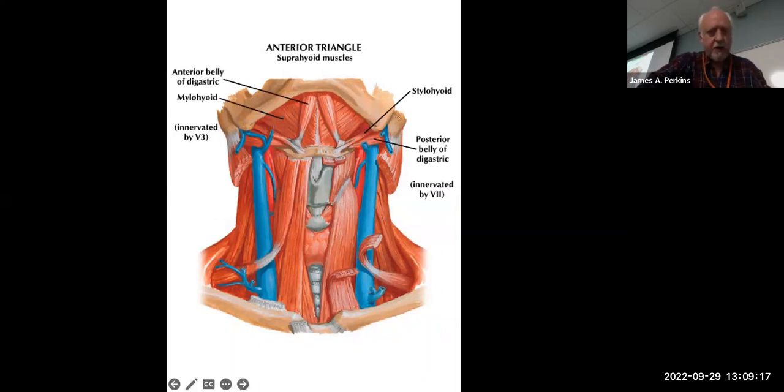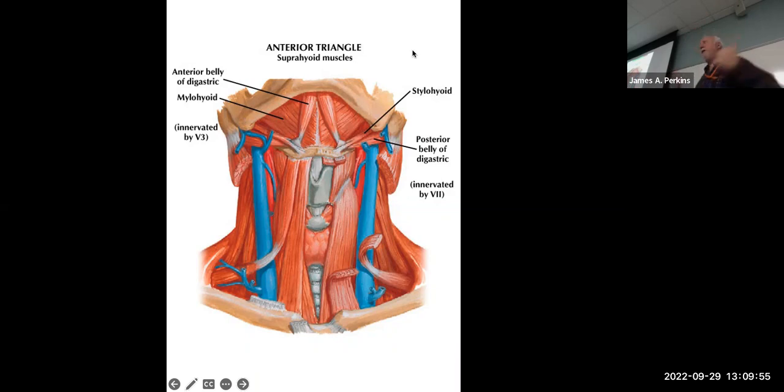This slide is focusing only on the suprahyoid muscles, in other words, the muscles that sit superior to the hyoid bone. We've talked briefly about the digastric muscle before. It has two distinct bellies, or two distinct heads. The anterior belly connects the inside of the chin, the inside of the mandible, to the hyoid bone. There's also a posterior belly that continues from there back to the mastoid process. So it's essentially connecting the mastoid process to the hyoid bone.